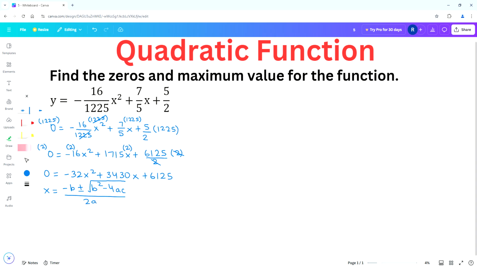This is the quadratic formula. In our equation, a is equal to negative 32. B is equal to 3430. C is equal to 6125. We can sub in these values in the quadratic formula.